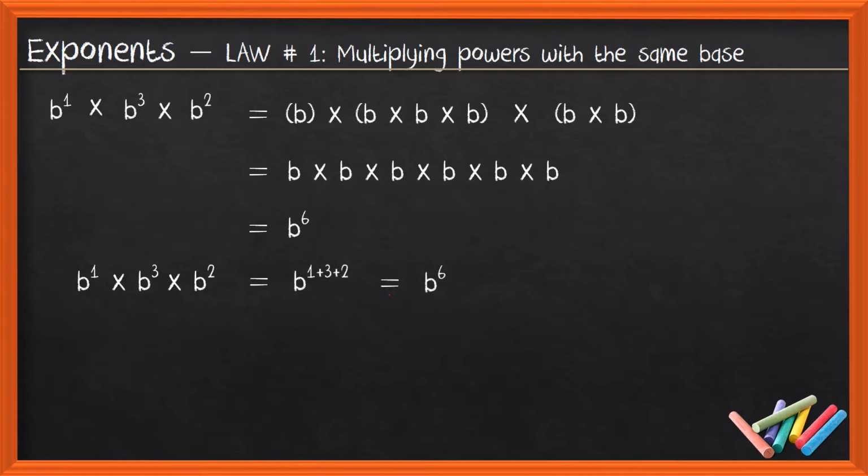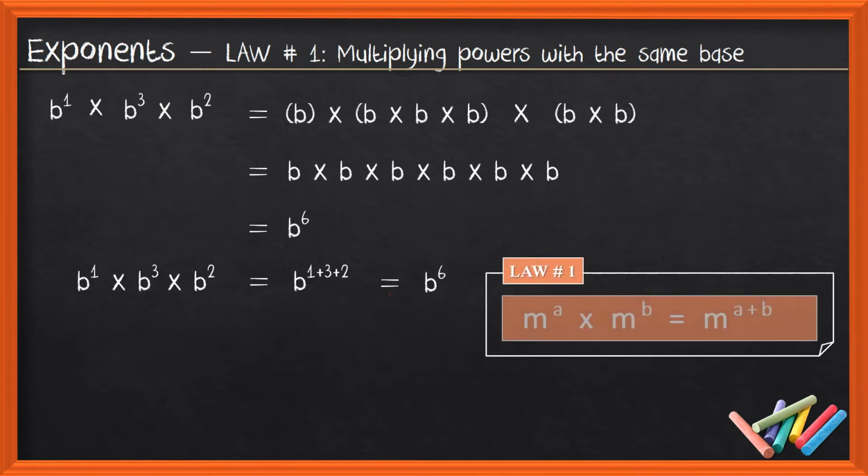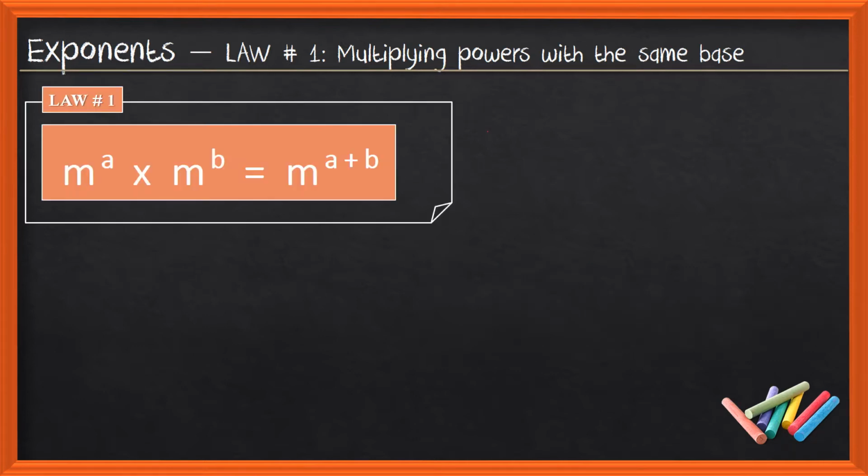So, our law of exponents gives us a simpler way to multiply powers having the same base, and it is written in general as m to the power of a times m to the power of b is equal to m to the power of a plus b. Let's try solving problems applying this law.